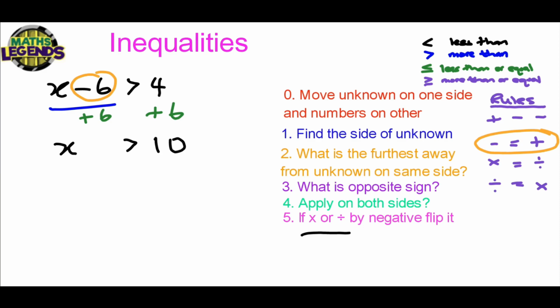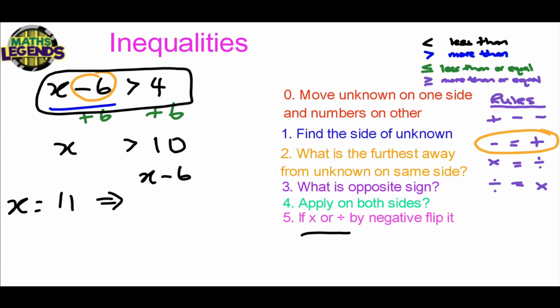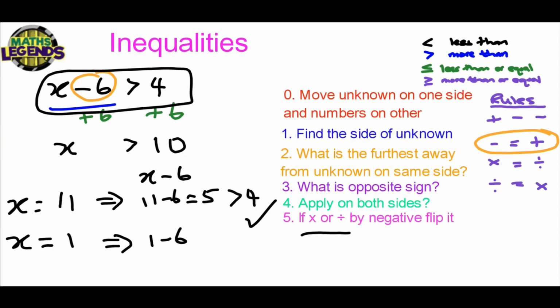10. So here, what we're saying is that any number that is more than 10 will satisfy this inequality. So for example, if I said x equals 11, then x minus 6 is going to be 11 take away 6, which is 5, and that is more than 4. So it's true. And let's say we choose a number that we know won't work. We need something less than 10, so we can take 1, for example. Then x minus 6 would be 1 minus 6, which gives minus 5, and that is not more than 4, so this doesn't work.